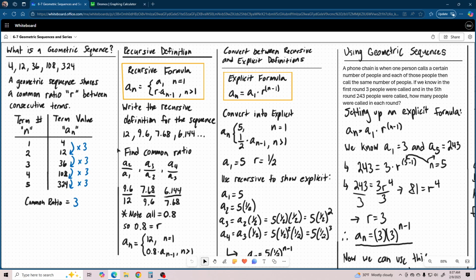And the common ratio, if we go back over here, the way we did this is we did 12 divided by 4 is 3. 36 divided by 12 is 3. 108 divided by 36 is 3, right? So that's how we find the common ratio.